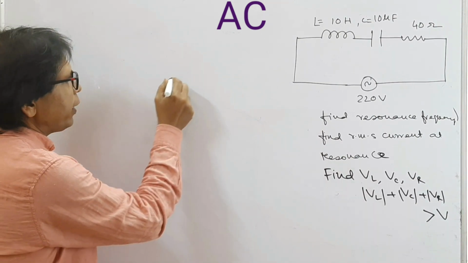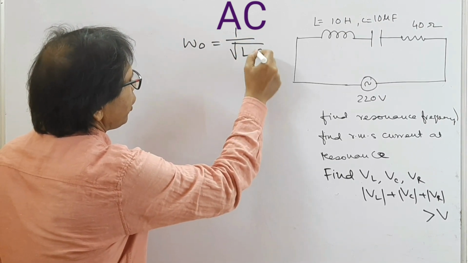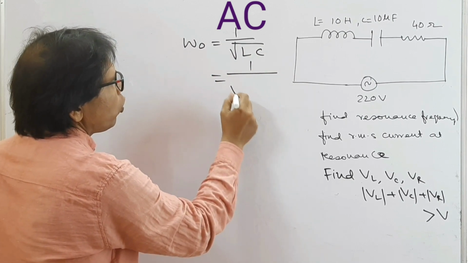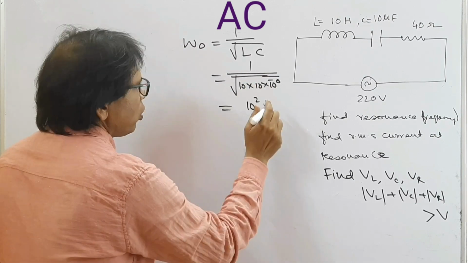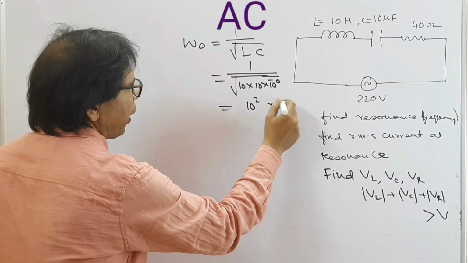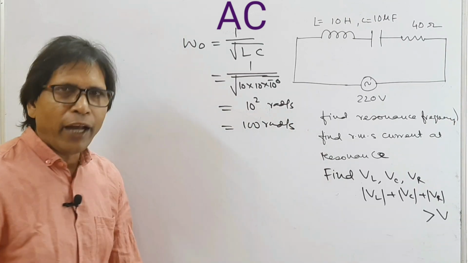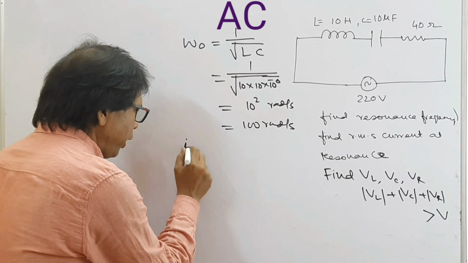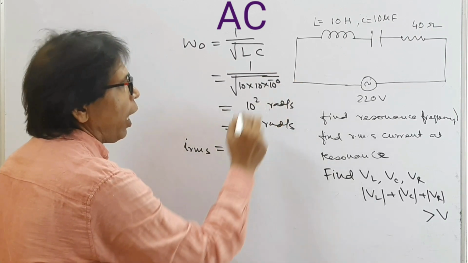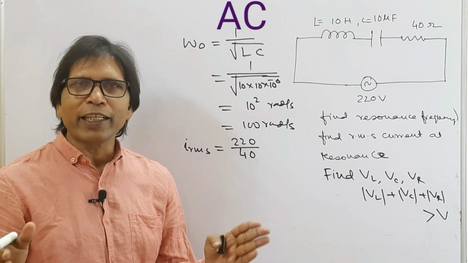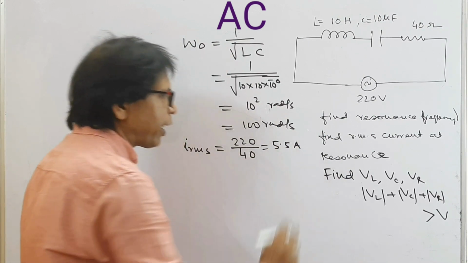Now the resonance frequency omega naught is 1 by root under L into C. So this is 1 over root of 10 into 10 into 10 to the power minus 6. This is 10 to the power 2 radian per second, so this is 100 radian per second. Now the resonance current I RMS is equal to 220 divided by R. At resonance, impedance equals resistance. So this is 5.5 ampere current.